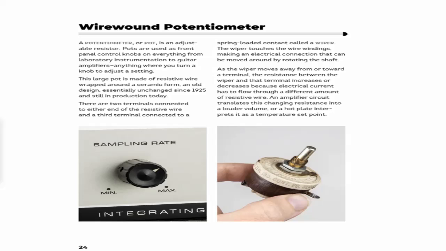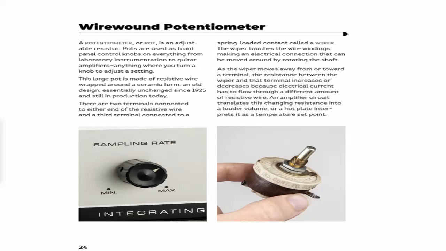Now the next component is a wire wound potentiometer. A wire wound potentiometer is a type of potentiometer that uses a wire winding to provide a variable resistance, allowing for precise voltage division. A potentiometer or POT is an adjustable resistor. We can use it if we want to adjust some resistance by rotating the knob that is available.